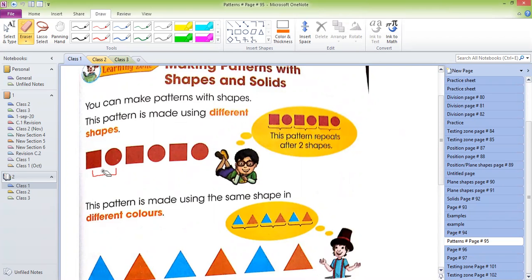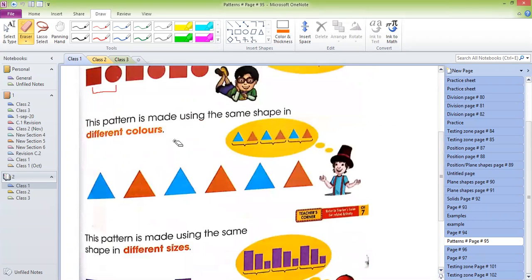Here, the pattern is made up of two shapes, square and circle. After two shapes, the pattern is repeated again and again. Square circle, square circle, and it will be continued like this. If I ask you after square, what will come? You will say circle. And if I ask you after circle, what will come? You will say square, because in the pattern, after square, circle comes, and after circle, square comes.